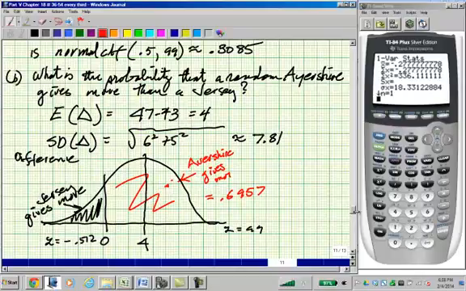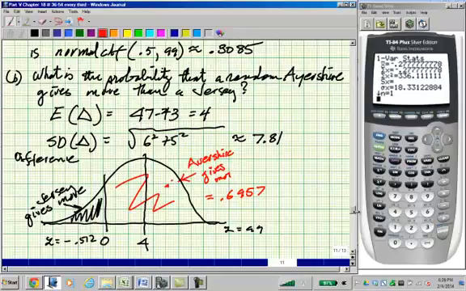Okay, what is the probability that a random Ayrshire gives more than a randomly selected Jersey? So we're doing the expected amount of the difference, symbolized by delta, which is 47 minus 43 equals 4. And the standard deviation is going to be the square root of the variances added together. The square root of 6 squared plus 5 squared equals 7.81.